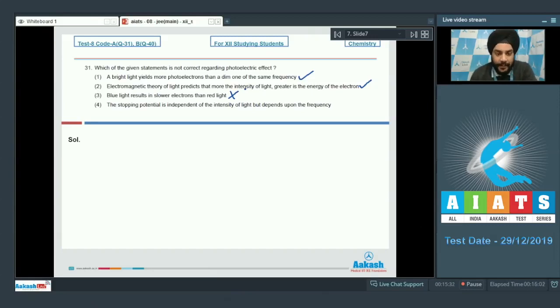If we talk about the fourth statement now, the stopping potential is independent of the intensity of the light but depends upon the frequency. This is a correct statement, students. So out of these given statements, the statement given in option 3 is not correct. So for question number 31, we have to mark the correct answer as option 3. Let us look at the next question now.